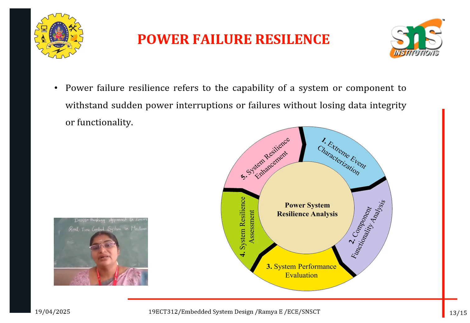Next is power failure resilience. What is meant by power failure resilience? In this diagram we have five intersecting points. One is extreme event characterization, another is component functionality analysis, the third is system performance evaluation, the fourth is system resilience assessment, and the fifth is system resilience enhancement. These are the important points in power system resilience analysis. Power failure resilience refers to the capability of the system or component to withstand sudden power interruptions or failures without losing data integrity or functionality. So power failure resilience plays a vital role.